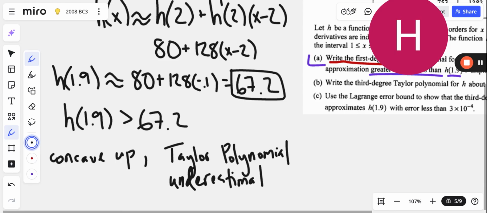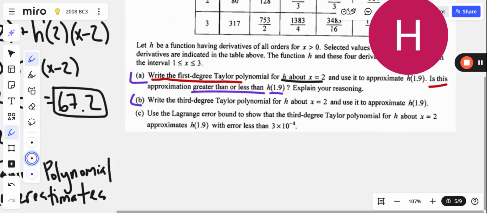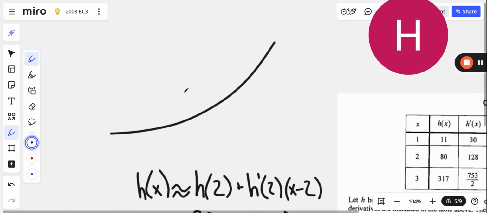Now let's get ready to look at part B. Part B is going to have us write the third degree Taylor polynomial. So we just have to use some more terms, and again we're going to use it to approximate h of 1.9. So we're going to get a better approximation, because instead of just using a tangent line, we're using this more curved thing, which touches at the exact same point as the tangent line, but see how it's closer to the curve for longer.